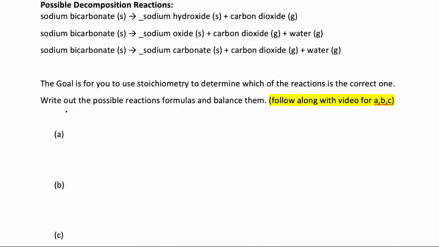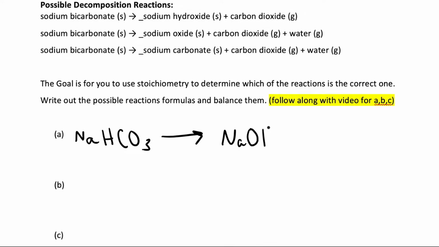All right, so the first one is sodium bicarbonate. So sodium bicarbonate is NaHCO3. That's what the bi in there is referring to. Okay, sodium bicarbonate. That's going to break down into, and it's saying sodium hydroxide. So sodium hydroxide is NaOH, right? Because Na is a plus and OH is a minus, right? So ionically speaking, Na and OH go together.